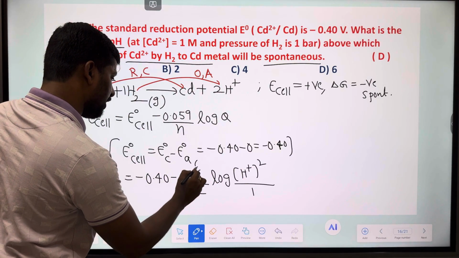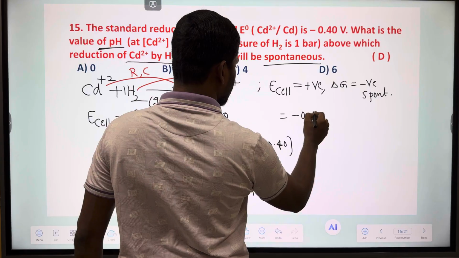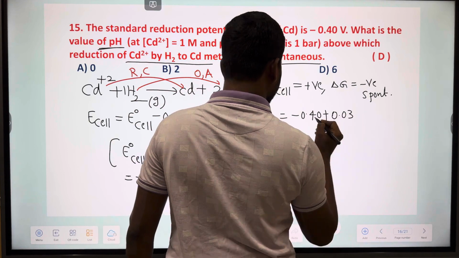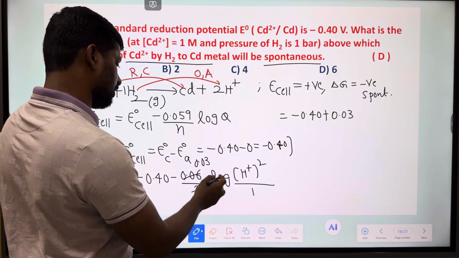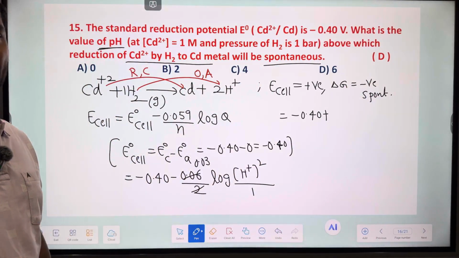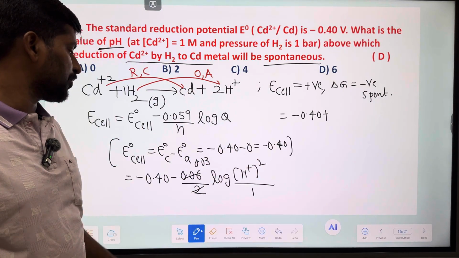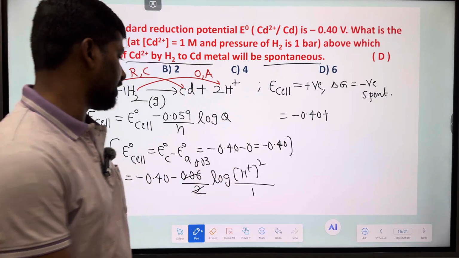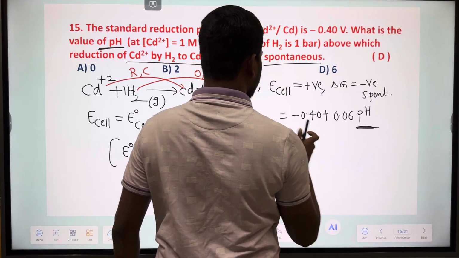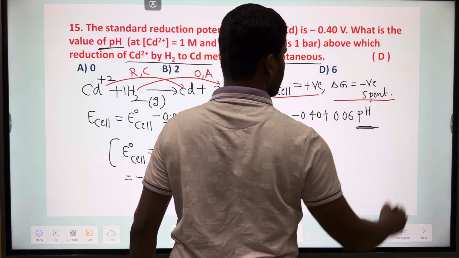So here we are getting 0.03. E cell is equal to minus 0.40 minus 0.03 into log of H plus power 2. The 2 comes to the beginning, since log m power n is n log m. So 0.03 into 2 is 0.06, minus log H plus can be written as pH, so plus 0.06 pH. Now for which value of pH do we get E cell positive? That is the question. We have to get E cell positive, delta G negative.